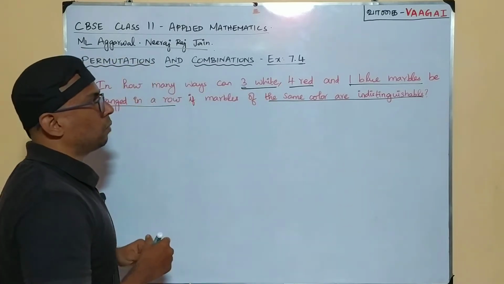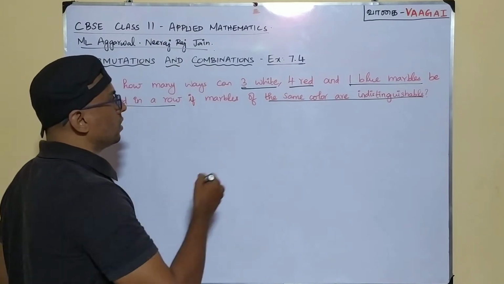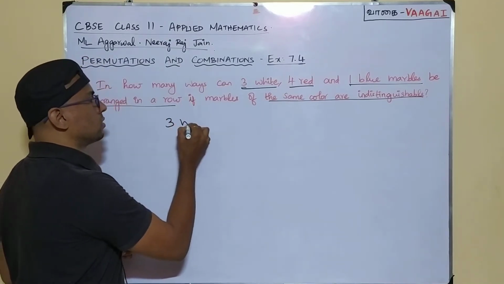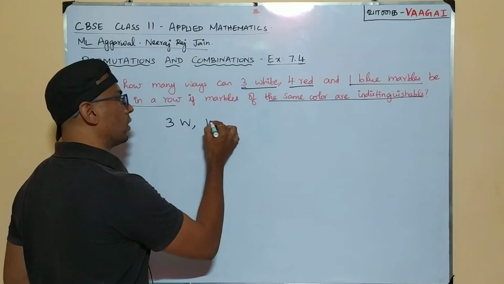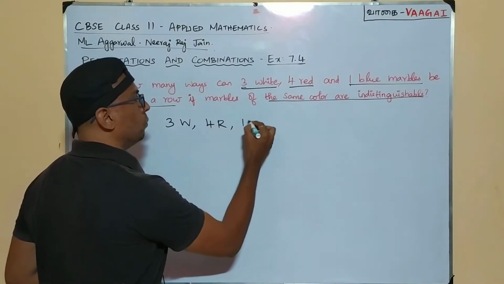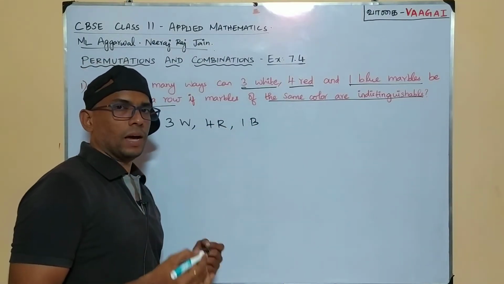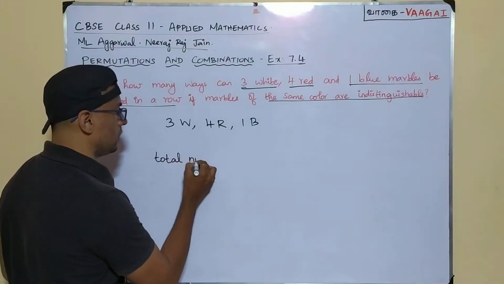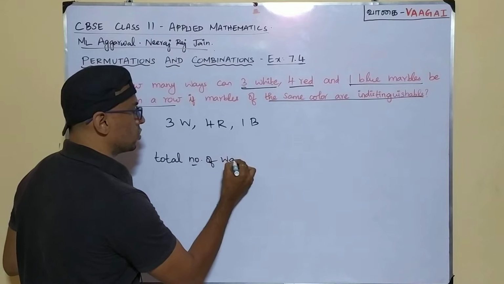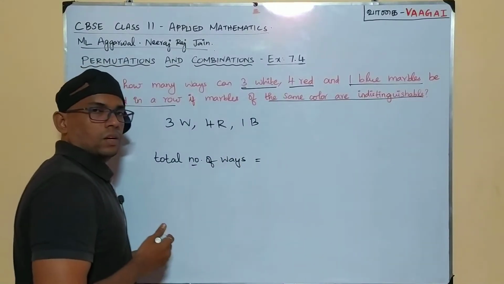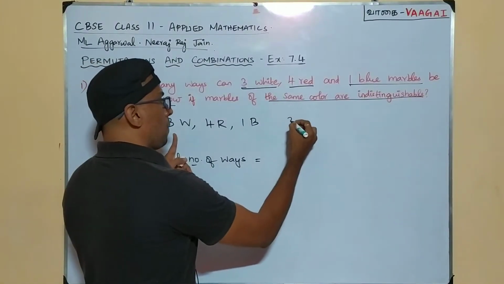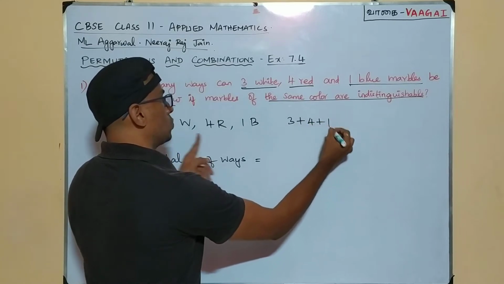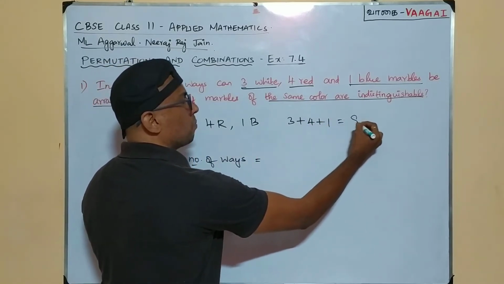So what color marbles and how many are we having here? There are 3 white marbles. So we'll note it. 4 red and then 1 blue. So these can be arranged in how many ways? This is going to be the question, right? So first of all, see totally how many marbles are there? There are totally 3 plus 4 plus 1. Is it or not? So there are 8 marbles.